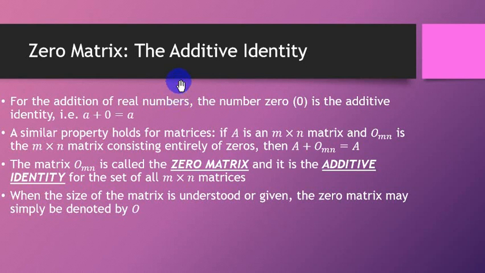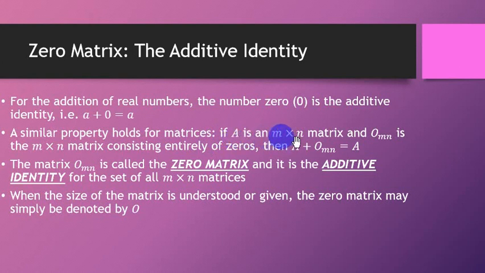Another important property that we need to build up in our algebra of matrices would be the zero matrix, the additive identity. For the addition of real numbers, the number 0 is the additive identity. That means if we add 0 to a real number, it will just give the real number itself. And a similar property holds for matrices.